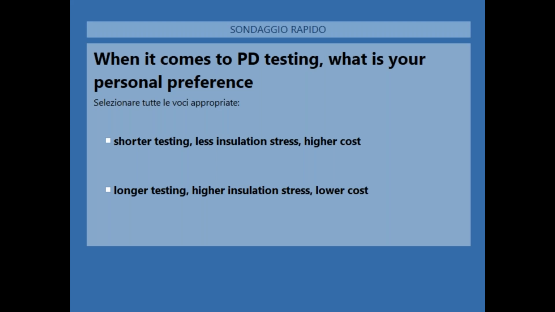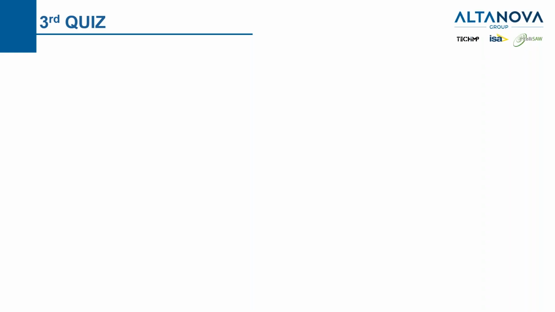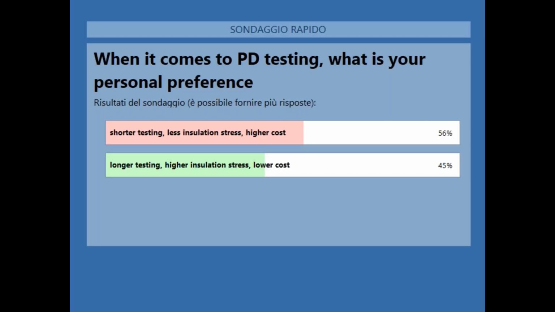So until now, 61% of the people have voted, and I'm closing the ballots in 5, 4, 3, 2, 1. 56% would be shorter testing, less insulation stress, higher cost, and 45% would be longer testing, higher insulation stress, lower cost. This is important for us because it also gives us an idea how to structure our offers, even if the sum is 101%, but that's not a problem.